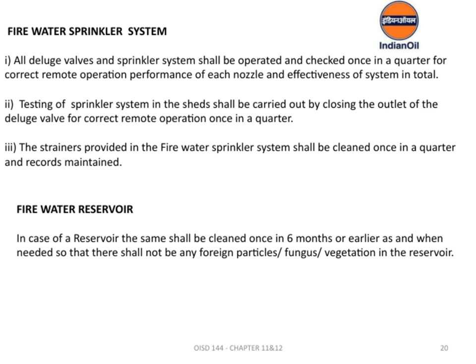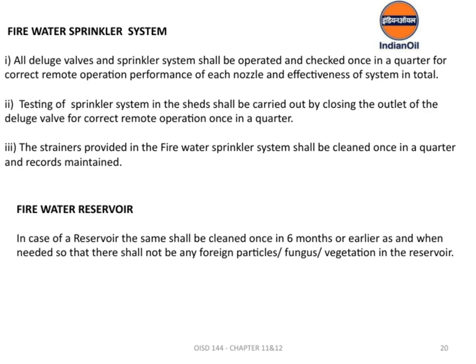Moving on to the fire water sprinkler system, there are a few key points to keep in mind. First, all deluge valves and the sprinkler system should be operated and checked quarterly. This routine check ensures that each nozzle is functioning correctly and that the entire system is effective when needed. It's vital to verify remote operation performance so that in an emergency, the system responds promptly.